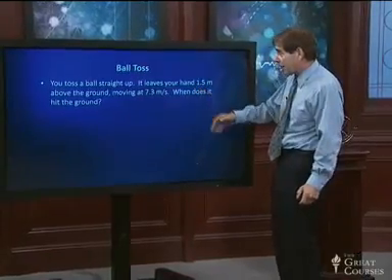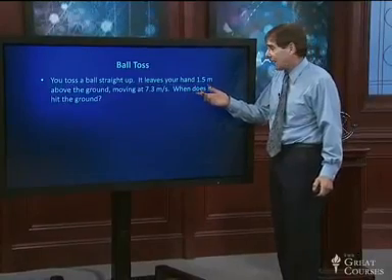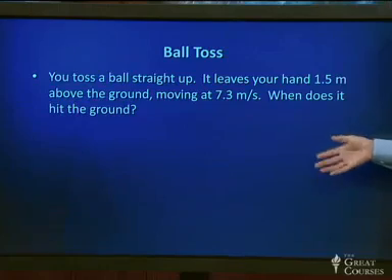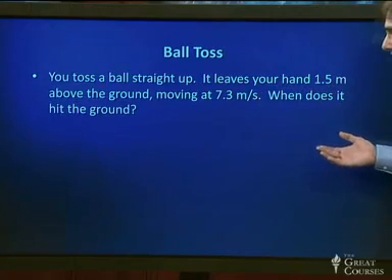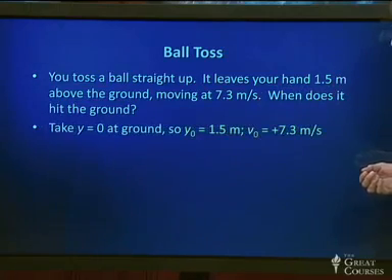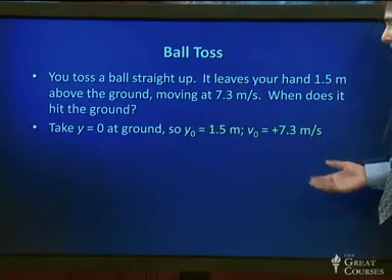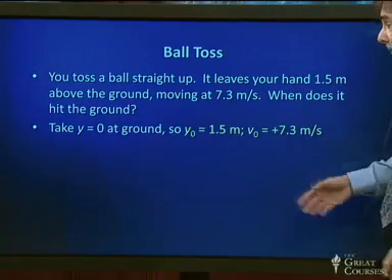So we toss a ball straight up. Let me put some numbers in. It leaves your hand 1.5 meters above the ground. It's moving at 7.3 meters per second. And the question is, when does it hit the ground? Well, let's take y equals 0 at the ground. That seems to make sense. Again, perfectly arbitrary, but we'll do that.